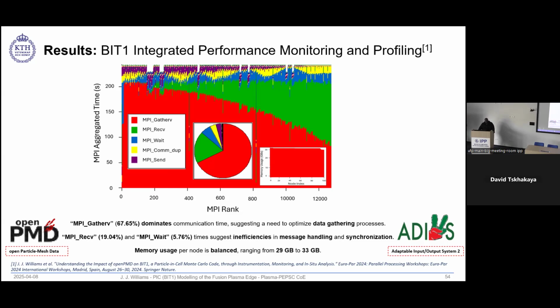Memory usage is important, especially for GPUs, because GPUs have a certain amount of memory. So we need to remember this in the future for tomorrow. So we know straight away that it goes up to 33 gigs for this simulation. Yeah.